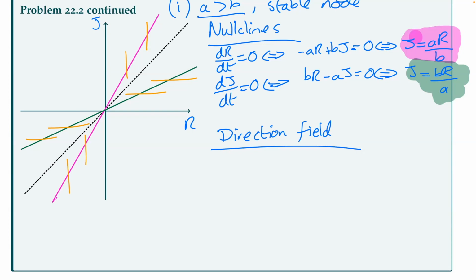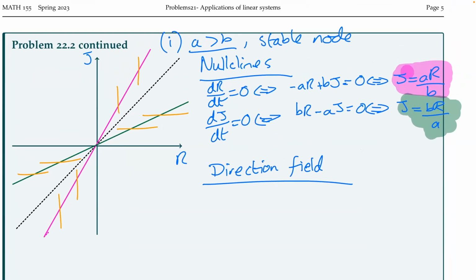The dotted black line is just the line j equals r, so it has a gradient of 1. The reason I put this on there is that the pink null line has an a over b in it, and we know that a is greater than b, so a over b has to be greater than 1, and the slope of that line has to be greater than 1. In the second one, b over a has to be less than 1, so the slope of that line is less than 1. So that black dotted line is just to help me sketch this.